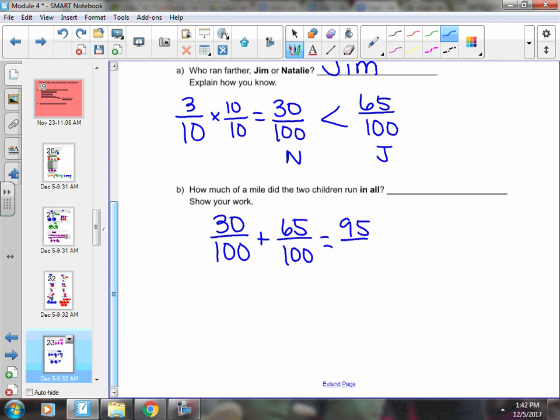So they almost ran a whole mile, right? 95 hundredths is almost a whole. So together they almost ran a whole mile. So I'm going to write that my answer is 95 hundredths of a mile, if y'all write. Okay? Last page.